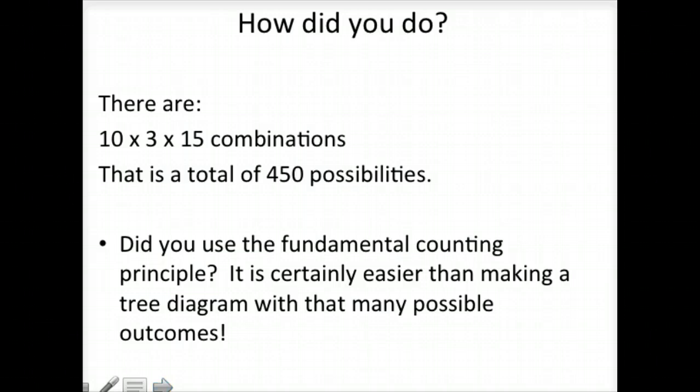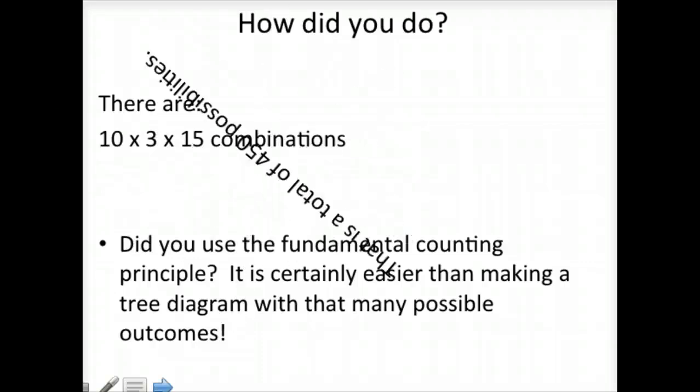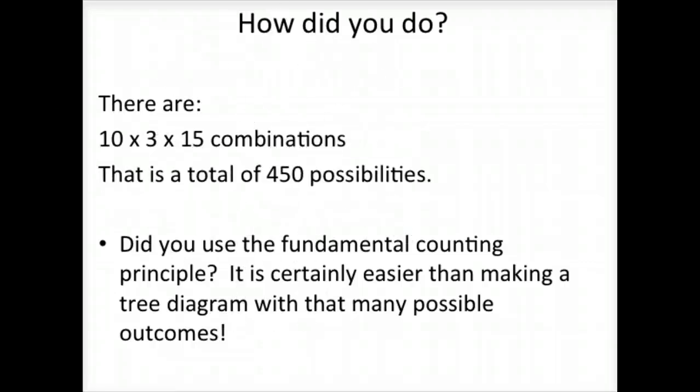Alright, so you probably got this right. Altogether we have 10 times 3 times 15 combinations, which is a total of 450 possible combinations. Okay, that's a lot of choices. So I'm going to guess and hope that you used the fundamental counting principle. It is certainly much easier than making a tree diagram, because we don't want to have to make a tree diagram of 450 possible outcomes.